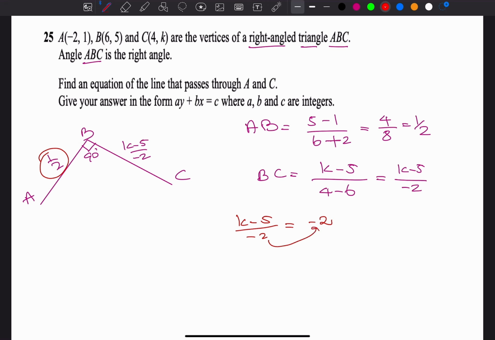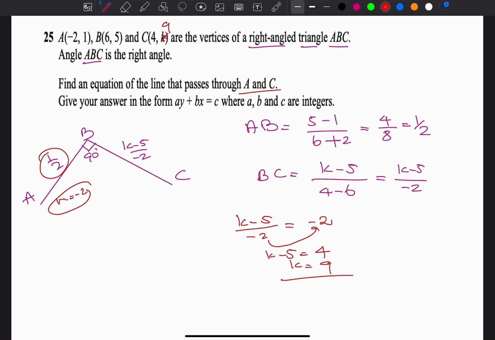Because this gradient is minus 2 now, because you switch it over, k minus 5 equals 4. k is, when you multiply minus 2 times minus 2 it's positive 4. k is what? Add a 5 on it, 9. So k is 9. So let's go back and put 9 in here. Found the k.